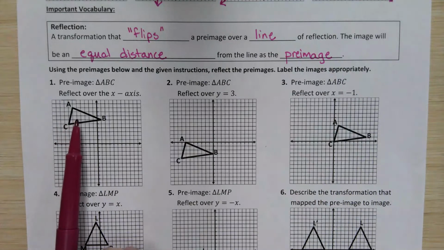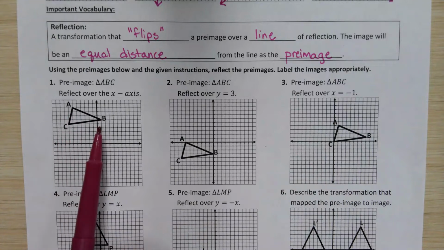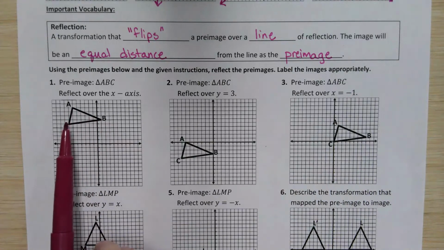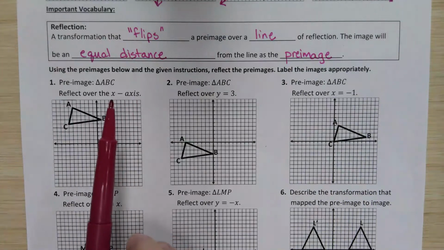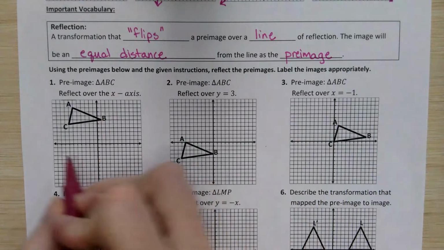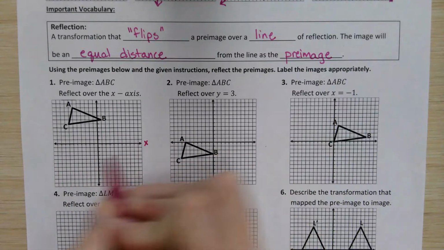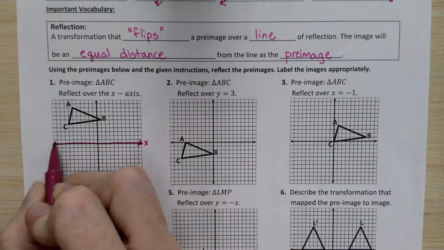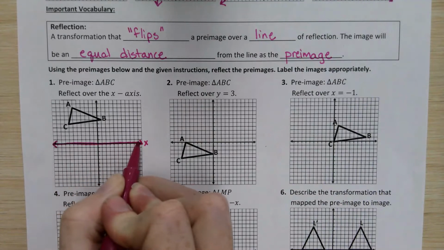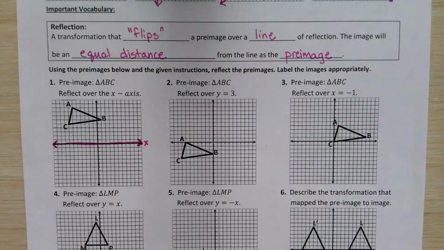We have preimage triangle ABC already graphed on this first example, and our goal is going to be to reflect over the x-axis. We always want to show the line that we're reflecting over. So our x-axis is this horizontal axis right here. So I'm going to highlight that. I'm going to draw over the top of it. Try to do the same thing in your notes. I know if you're using pencil, it's hard to make that line show up, but do your best.